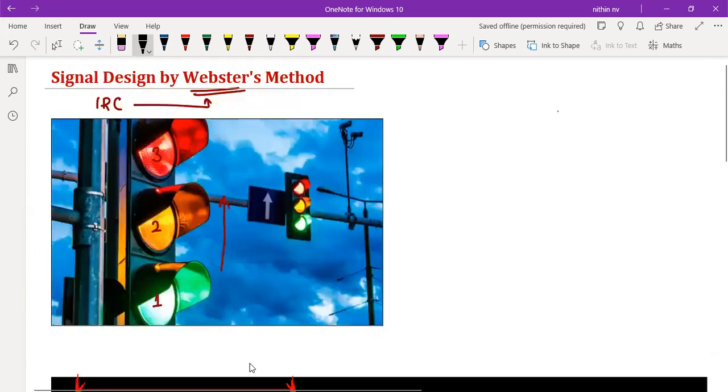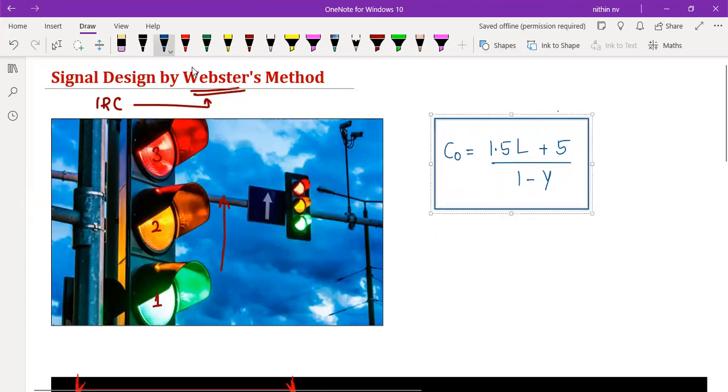That is why a person named Webster came forward and gave us an equation to calculate the optimum cycle time. That equation is: optimum cycle time CO is equal to (1.5 L plus 5) whole divided by (1 minus capital Y). This equation is very important. It is a direct empirical equation, and we need to learn it by heart; there is no other choice.